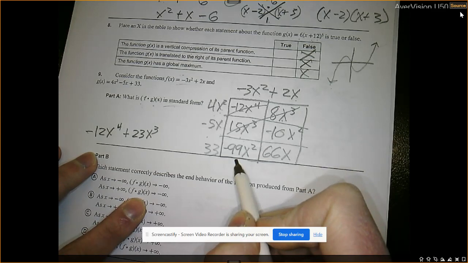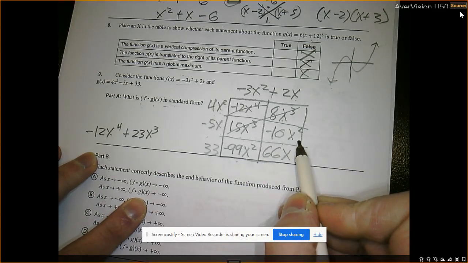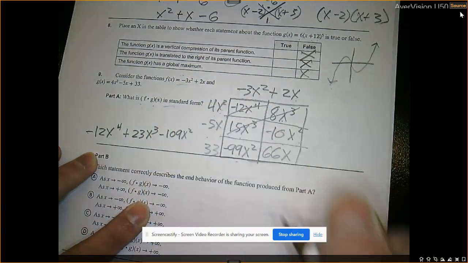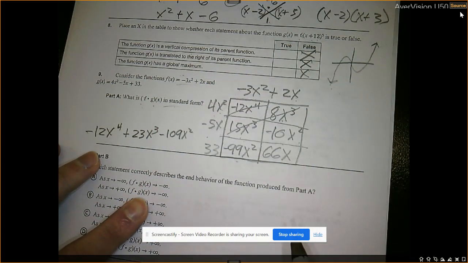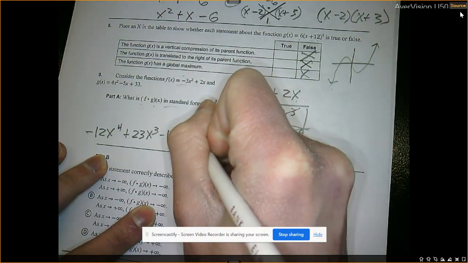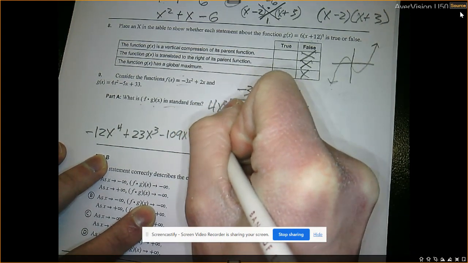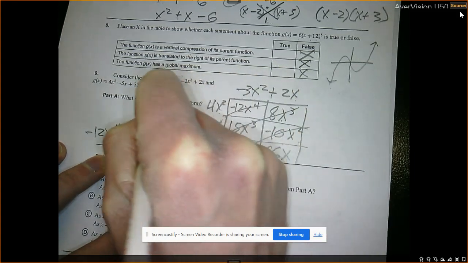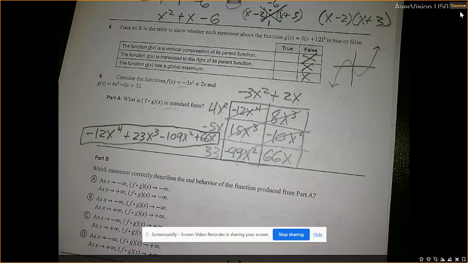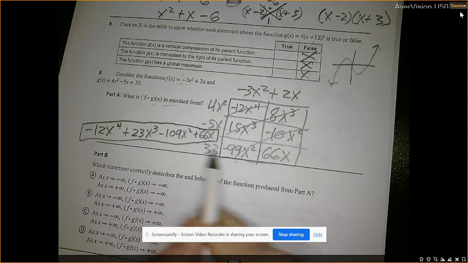Okay, negative 99x squared minus 10x squared more. That's minus 109x squared. Uh-oh, I'm running out of room here. Okay, and lastly, we just have the 66x, so just plus 66x. This is my completed standard form there. I started getting a little bit into the business over here, but that's all right.